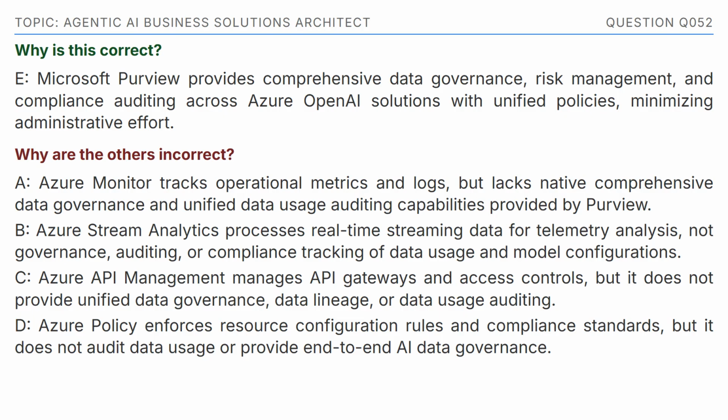A. Azure Monitor tracks operational metrics and logs, but lacks native comprehensive data governance and unified data usage auditing capabilities provided by Purview. B. Azure Stream Analytics processes real-time streaming data for telemetry analysis, not governance, auditing, or compliance tracking of data usage and model configurations. C. Azure API Management manages API gateways and access controls, but it does not provide unified data governance, data lineage, or data usage auditing. D. Azure Policy enforces resource configuration rules and compliance standards, but it does not audit data usage or provide end-to-end AI data governance.